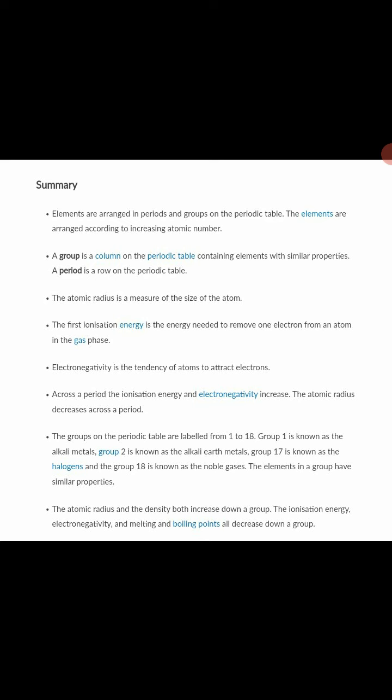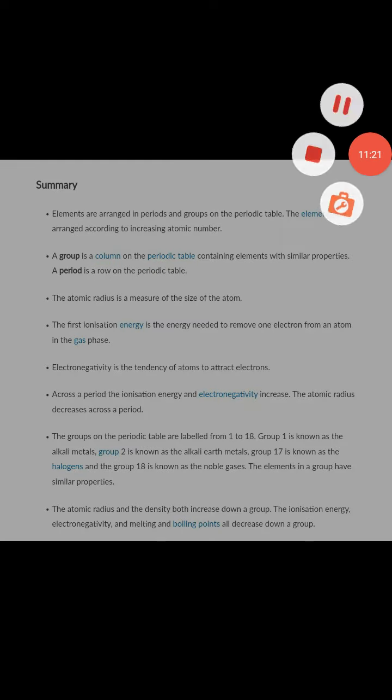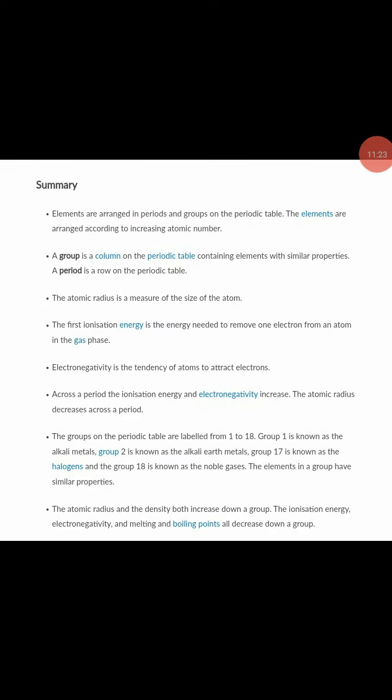The elements in the group have similar chemical properties, while the elements in the period have the same number of electronic shells. And lastly, the atomic radius and the density both increase down the group. Then the ionization energy, electronegativity, and the melting and boiling points all decrease down a group.